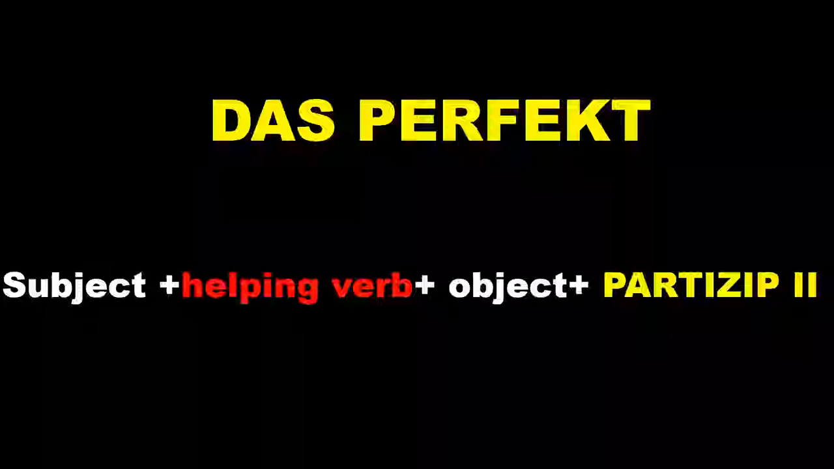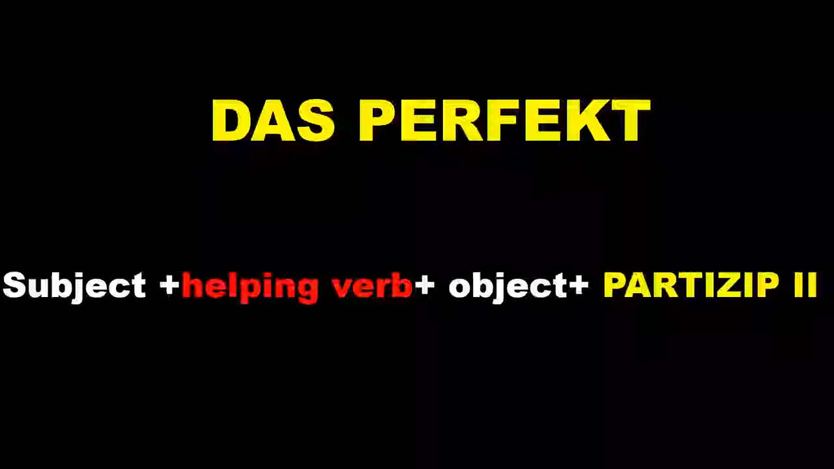Subject plus helping verb plus object plus participle. Now you must be wondering, what do you mean by helping verb and participle? You must be knowing helping verbs. There are some helping verbs in English as well, like I am going. Here am is the helping verb.